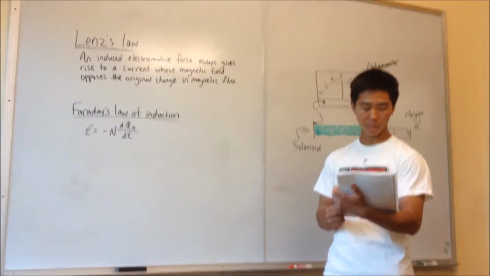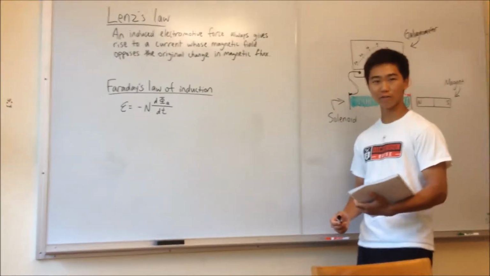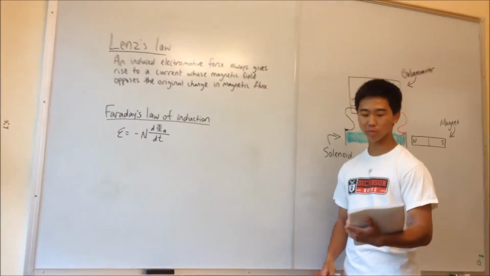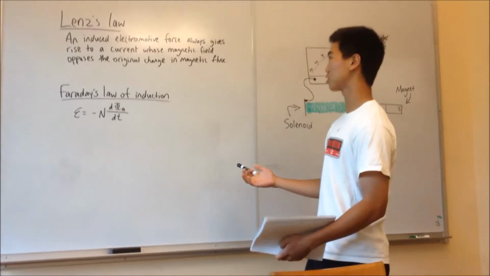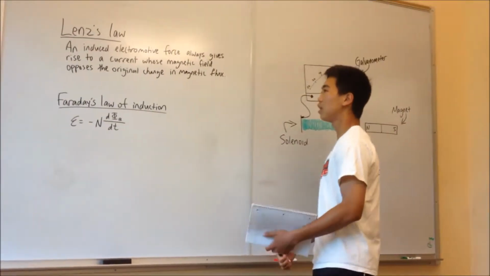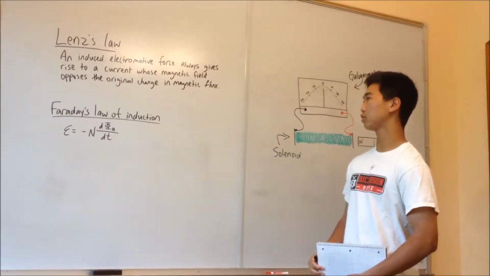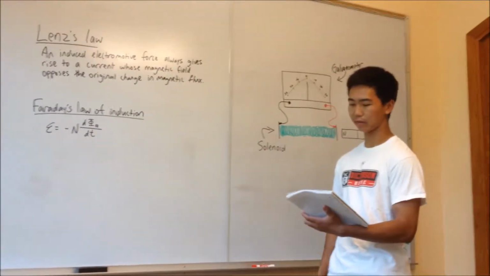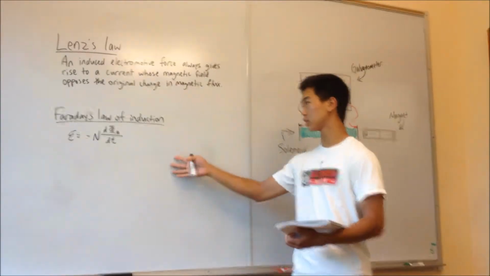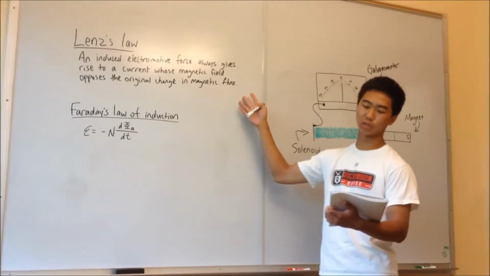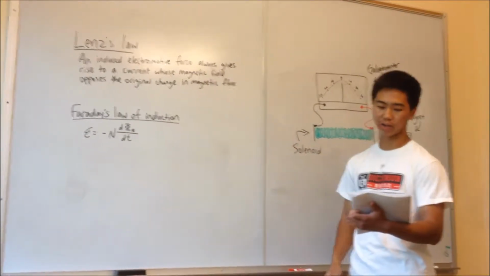Alright, so my name is Jeff, and today I'm going to try and explain how Lenz's law works. So Lenz's law states that an induced electromotive force always gives rise to a current whose magnetic field opposes the original change in magnetic flux. And it's consistent with Faraday's law of induction, which is kind of a mathematical representation of Lenz's law, or vice versa, depending on how you look at it.